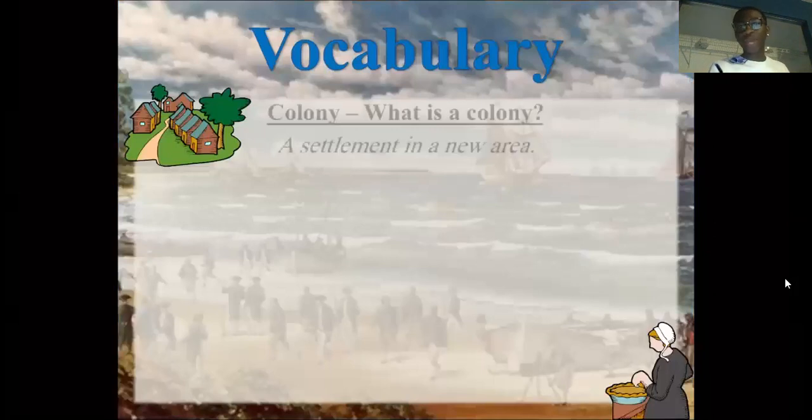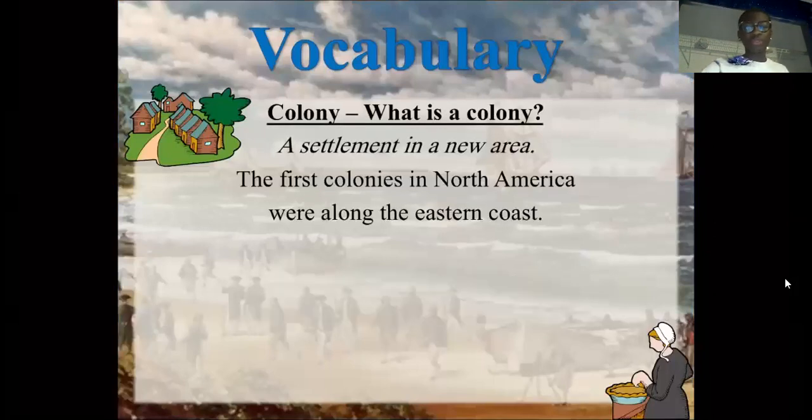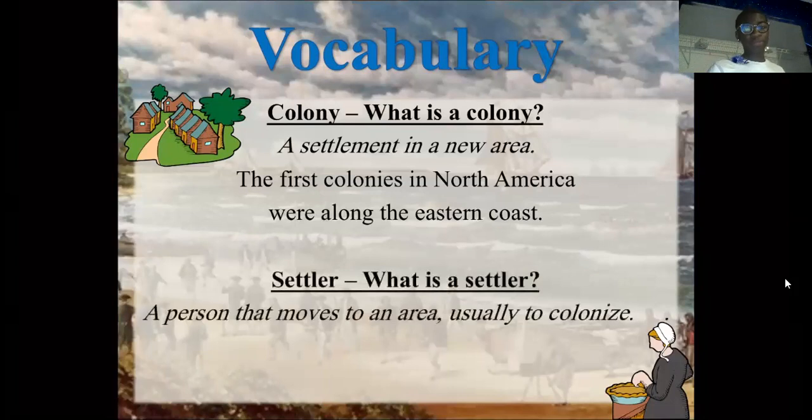Now, let's start with some vocab, shall we? What is a colony? A settlement in a new area. The first colonies in North America were along the eastern coast. All right. Settler. What is a settler? A settler is a person that moves to an area, usually to colonize. So think, what is a colony? And someone that's colonizing. Okay.